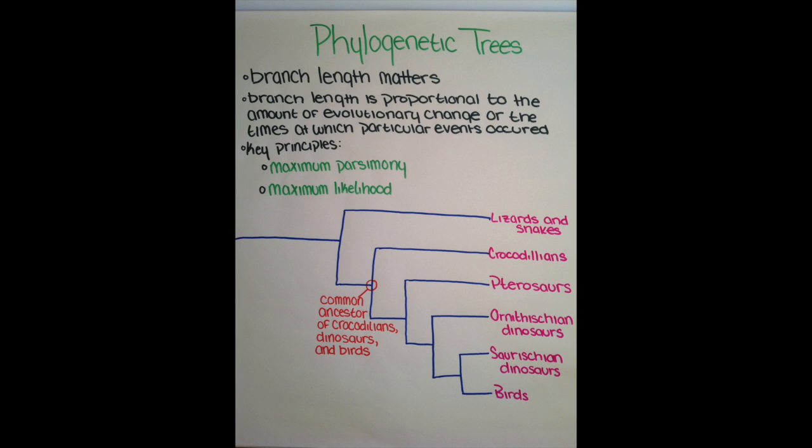Now, in creating a phylogenetic tree, branch length does matter. Branch lengths are proportional to the amount of evolutionary change or to the times at which particular events occurred. Even though the branches on a phylogenetic tree may be different lengths among organisms alive today, all the different lineages that descend from a common ancestor have survived the same number of years. The lengths of the branches differ because of the number of genetic changes that have occurred since the two lines diverged. There are two principles used to narrow the possibilities and create the most accurate phylogenetic trees possible.